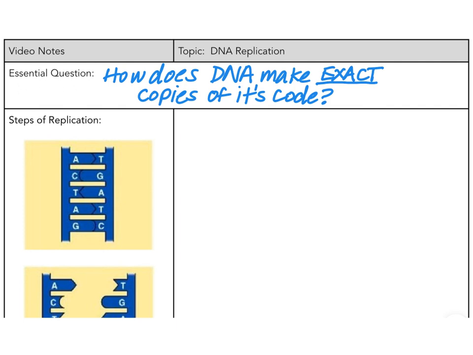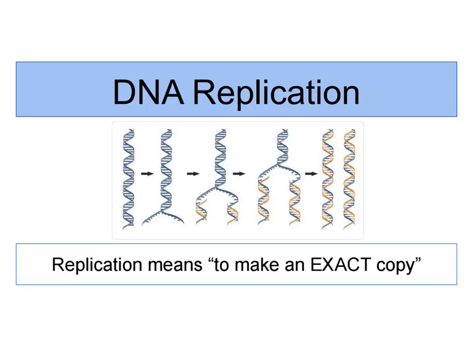Our topic is DNA replication, but the question we really want to answer is how does DNA make exact copies of its code? You should stop the video right now and write this question in the essential questions section of your notes. Replication is a new word for us. It means to make an exact copy. So you will want to stop the video and write this definition at the top part of your notes.